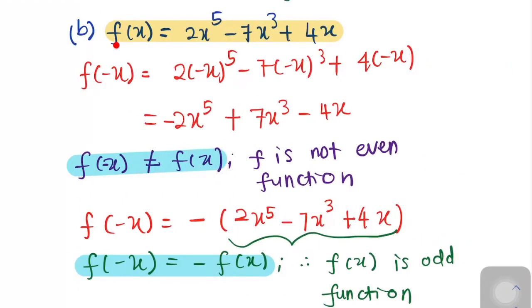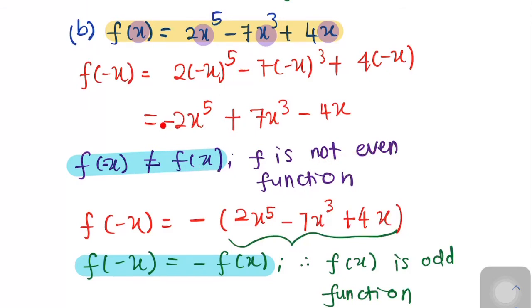Let's see the second one here. Again, you have this polynomial. Let's substitute x with -x, in this part and this part. So (-x) to the power 5 is -x to the power 5. (-x) to an odd power 3 is -x to the power 3. So minus minus is plus. And lastly, 4 multiplied by -x is -4x. Now you can see that this is not f(x). Therefore, f(-x) is not equal to f(x). Therefore, it is not an even function.